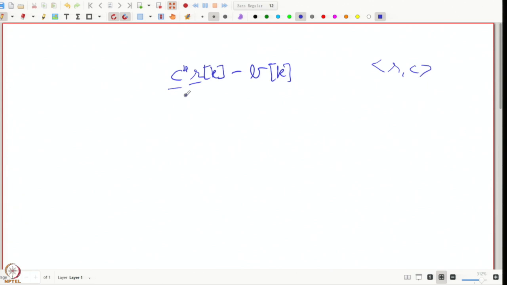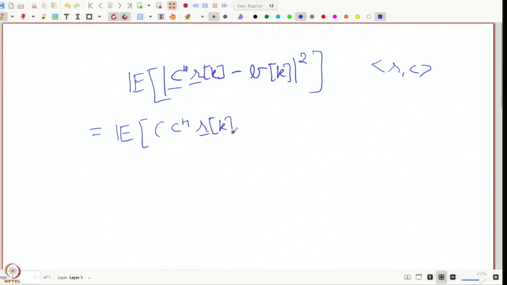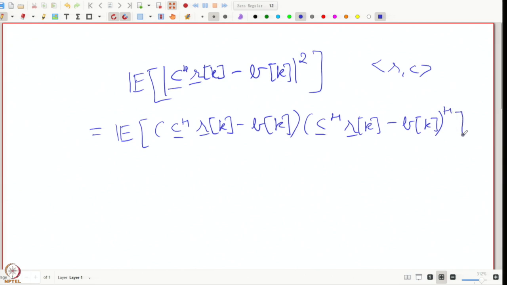Now, when you deal with mod C Hermitian R squared, one way to handle these kinds of expectations is to simply write the mod square as that into that Hermitian. Just keep in mind that this is a number, but we will still write it as conjugate or Hermitian. It's the same thing. This is equal to expectation of C Hermitian R_k minus B_k times C Hermitian R_k minus B_k whole conjugate, or Hermitian, it's the same thing. I am deliberately using Hermitian because that will give us a way by which we can swap this order of R and R_k to get a convenient kind of representation.